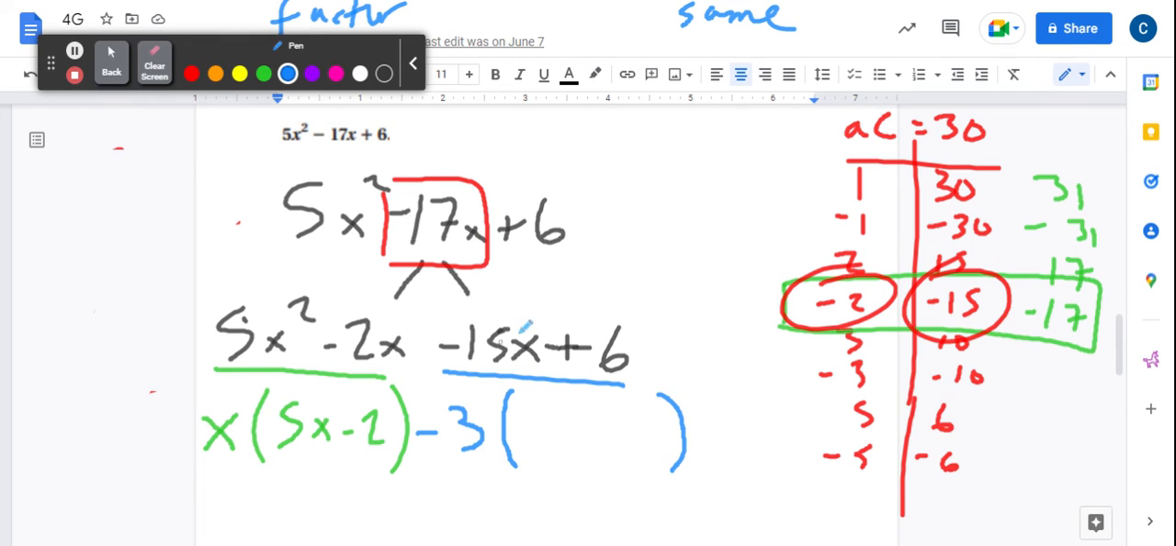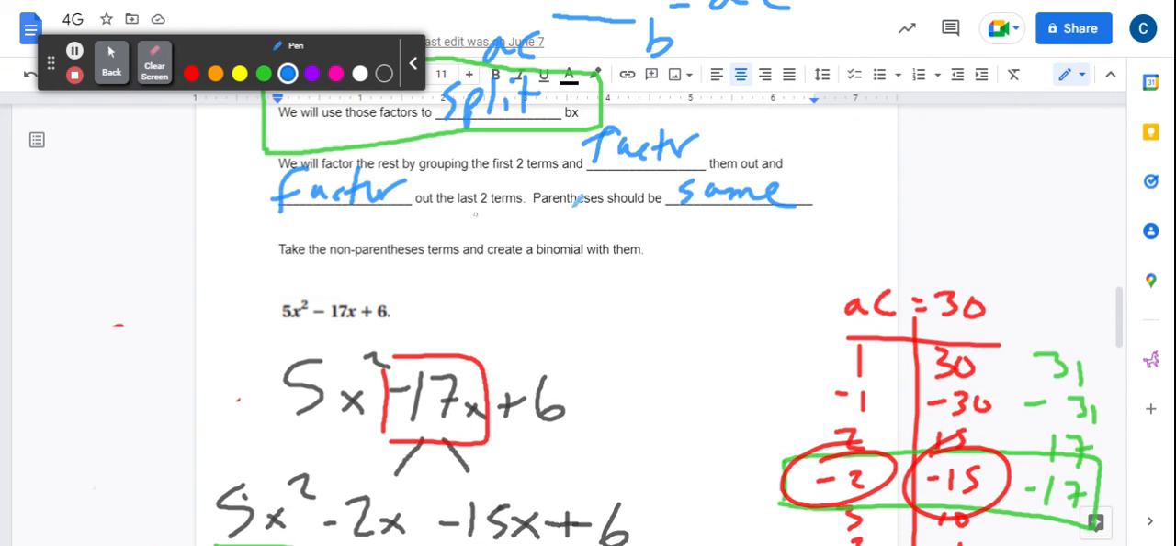Now, when we pull the 3 out here, what we should be left with in this parenthesis is 5x minus 2. Because if we divide 15x by 3, we get 5x. And we divide the 6 by negative 3, which becomes negative 2. That goes with our last point, that when we factor these out, the parentheses should be the same.